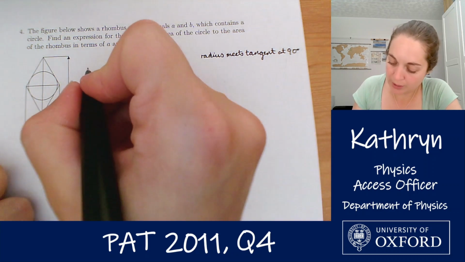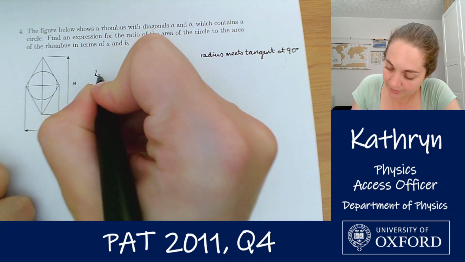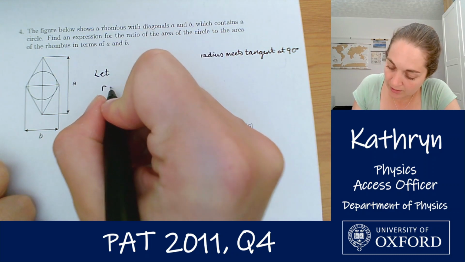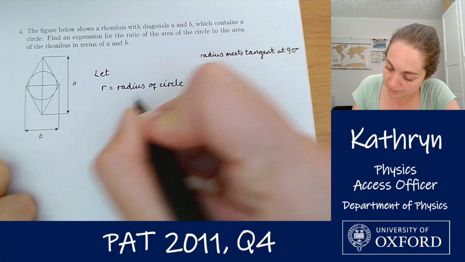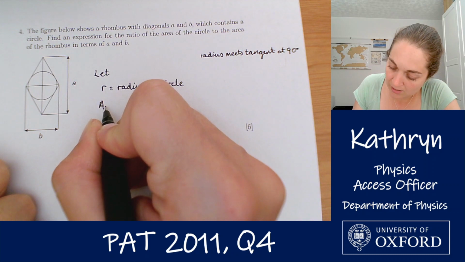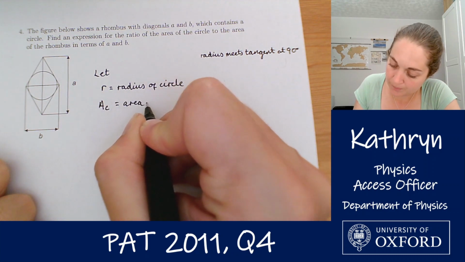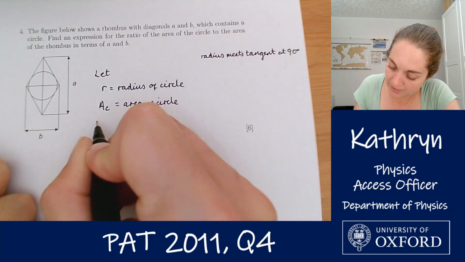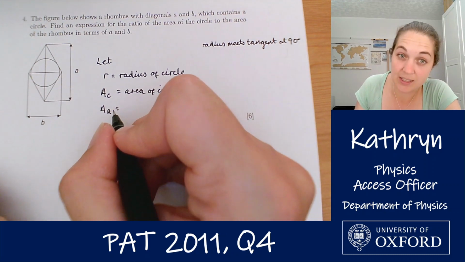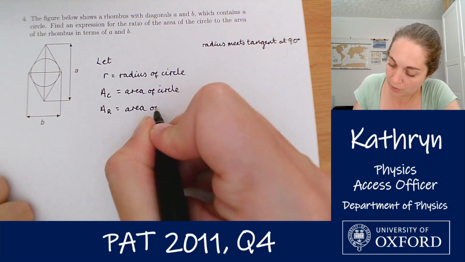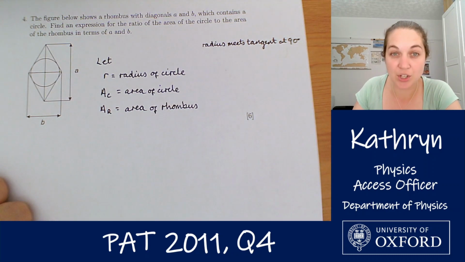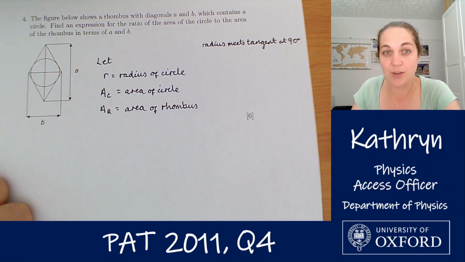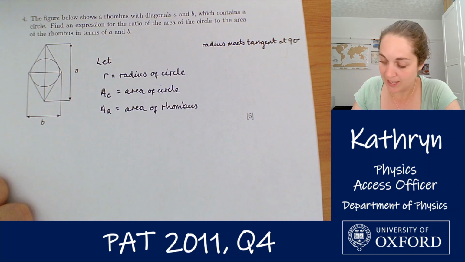Actually, let's define our terms, shall we? So let r equal the radius of the circle. Let's have AC is the area of the circle. Let's have AR as the area of the rhombus. So what we've been asked to find is the ratio between the area of the circle to the area of the rhombus. So that's going to be AC over AR. And we'll remember to come back to that a little bit later.